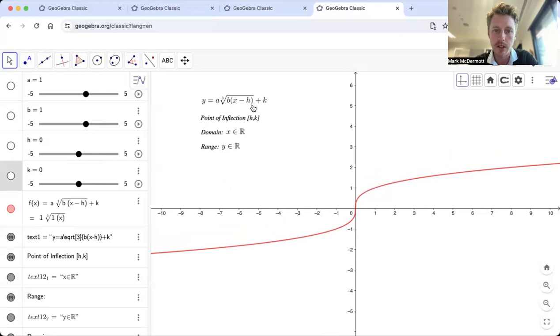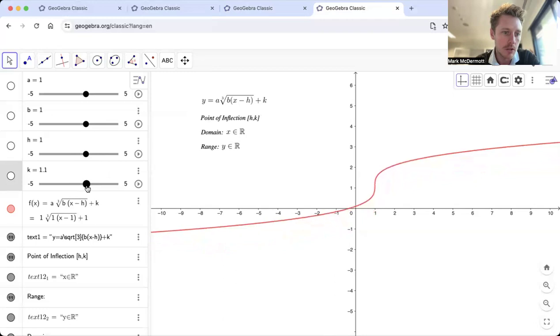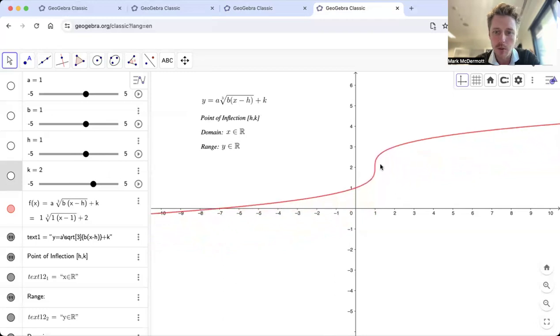You'll notice now that H and K, so in the 1 over, in the negative powers, they became asymptotes. In the square root graph, H and K became endpoints. But for the cube root, H and K become the point of inflection. So at the moment, H and K is 0, so the point of inflection is at 0, 0. But if I change H to be, let's say, 1, and then I change K to be 2, the point of inflection now is at 1, 2. So hopefully you find that helpful.